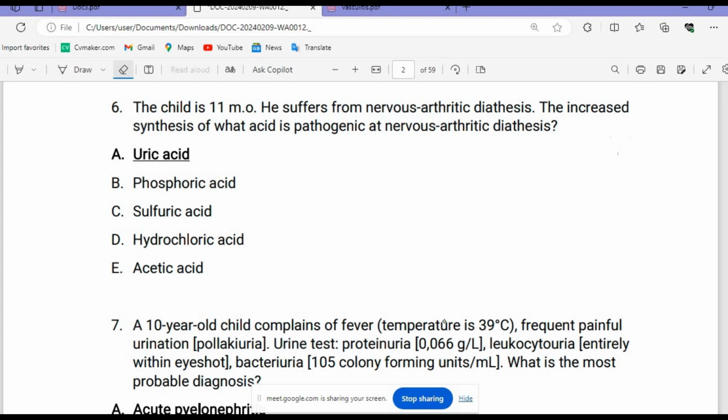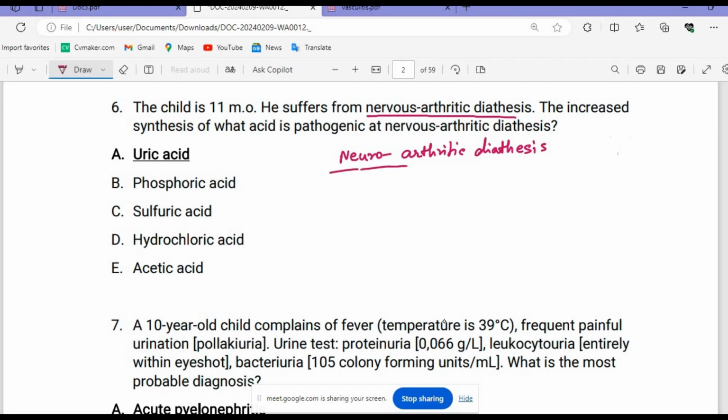See, diathesis is what? The tendency, just like the tendency of something. So the nervous arthritic diathesis, you need to remember. We can also call this neuro-arthritic diathesis.